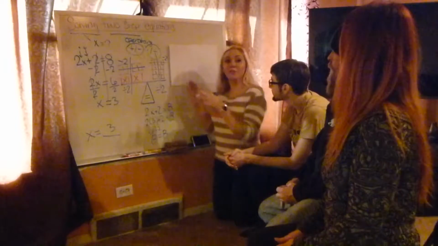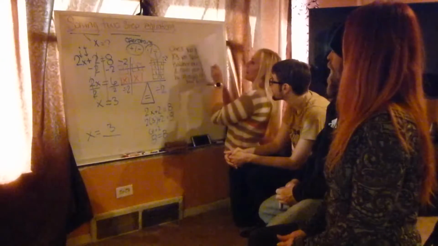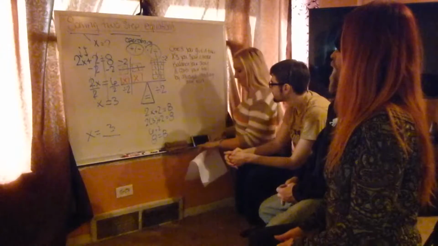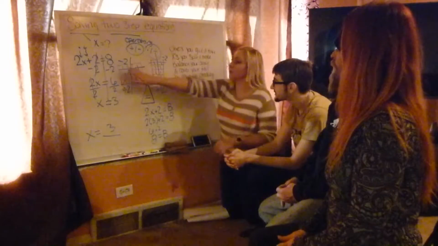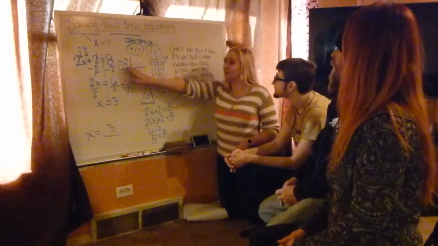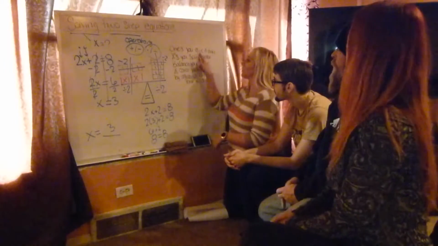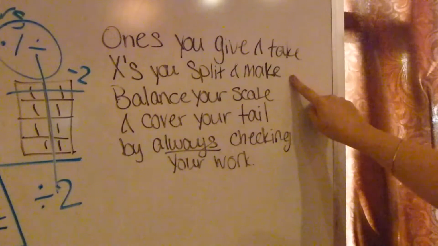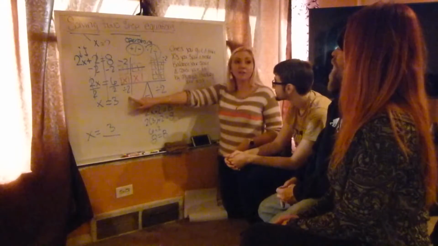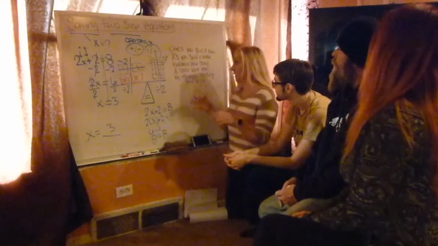So I've got a little mnemonic here to help us remember the steps in the order that we have to do them. It goes ones you give and take. So over here, we're taking away the ones, and that's how you know you're taking or you're giving. Giving means adding. Okay? X's you split and make. You split them. That's us dividing. Or if you had to make it, you'd be multiplying.